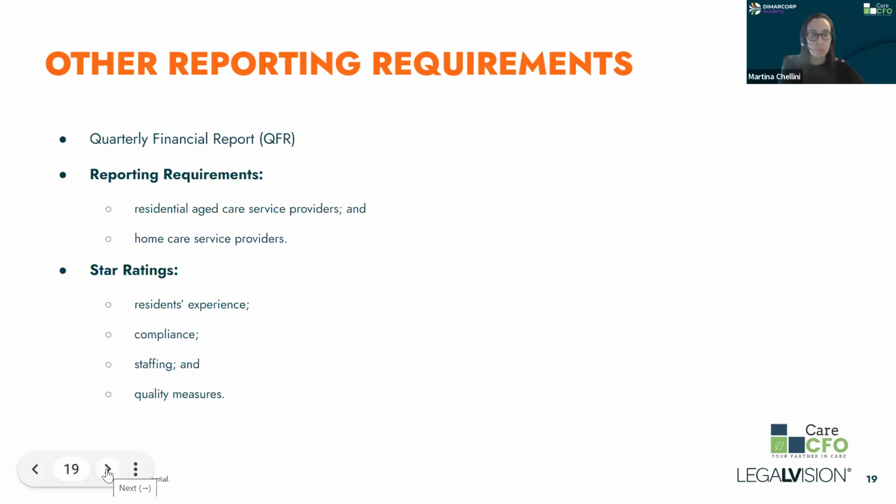Each aged care home also receives an overall star rating and a rating against 4 subcategories. These 4 subcategories are residents' experience, compliance, staffing, and quality measures. You can search and view star ratings for each aged care home using the My Aged Care website with the Find a Provider tool.